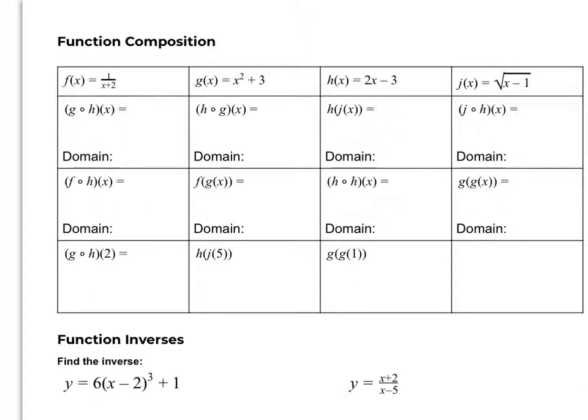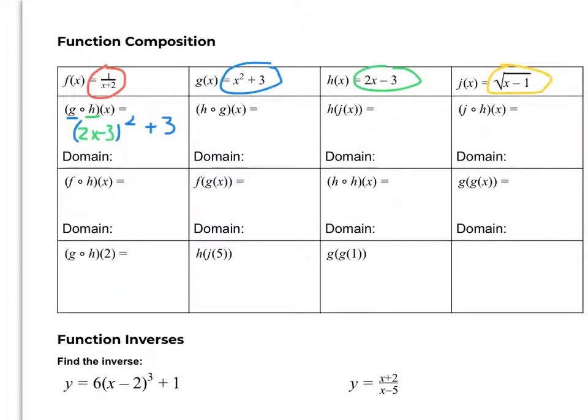Composition is when I put one function into the other function. So I'm going to do the same thing. I have, and we got to use all my colors for this one. All right. So if I want g of h of x, that means my outside function is blue. So something squared plus 3. And the something I'm plugging in is h, which is my green function, so 2x minus 3.